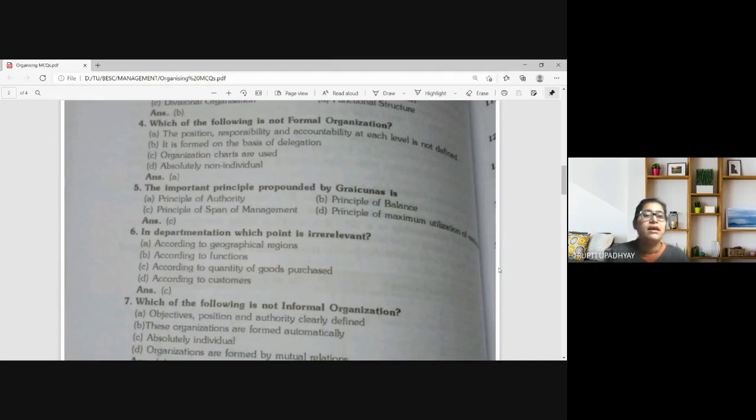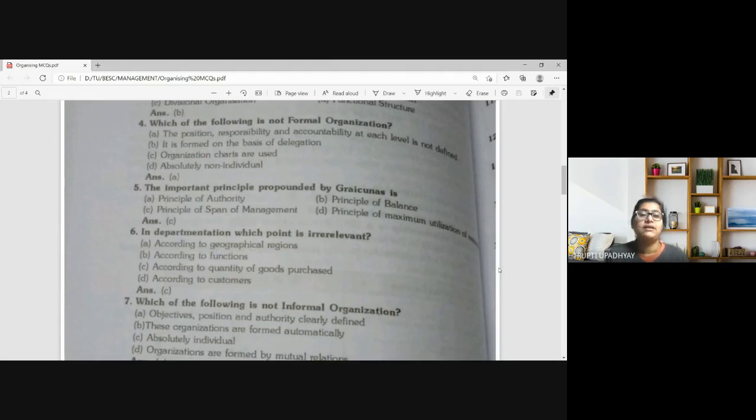Next question: important principle propounded by Graicunas. So Graicunas has propounded which principle? A. Principle of authority. B. Principle of balance. C. Principle of span of management. And D. Principle of maximum utilization of resources.